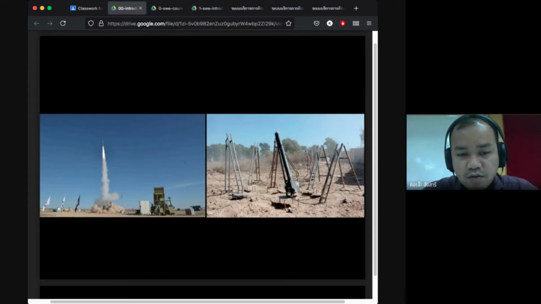This is the first generation of Al-Ghassam rocket. Since that day until now, they have not changed much. You see, this compares one rocket with a software system and one rocket without a system, without software. You see, this one is different.